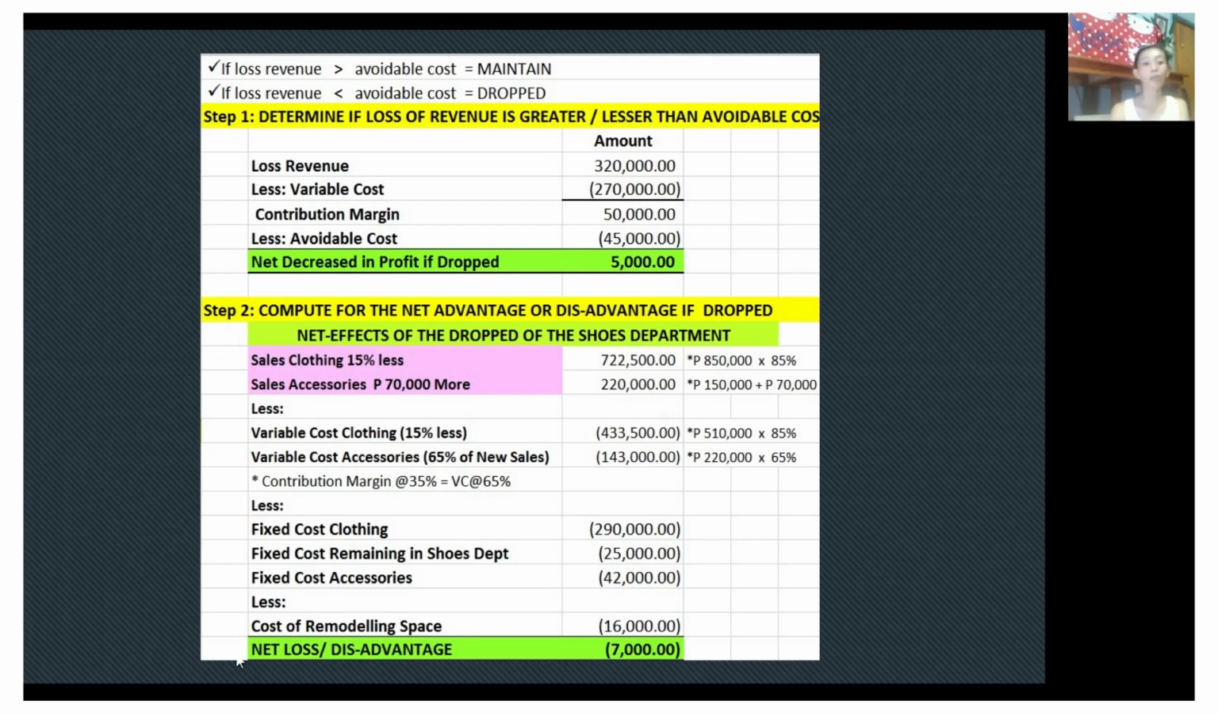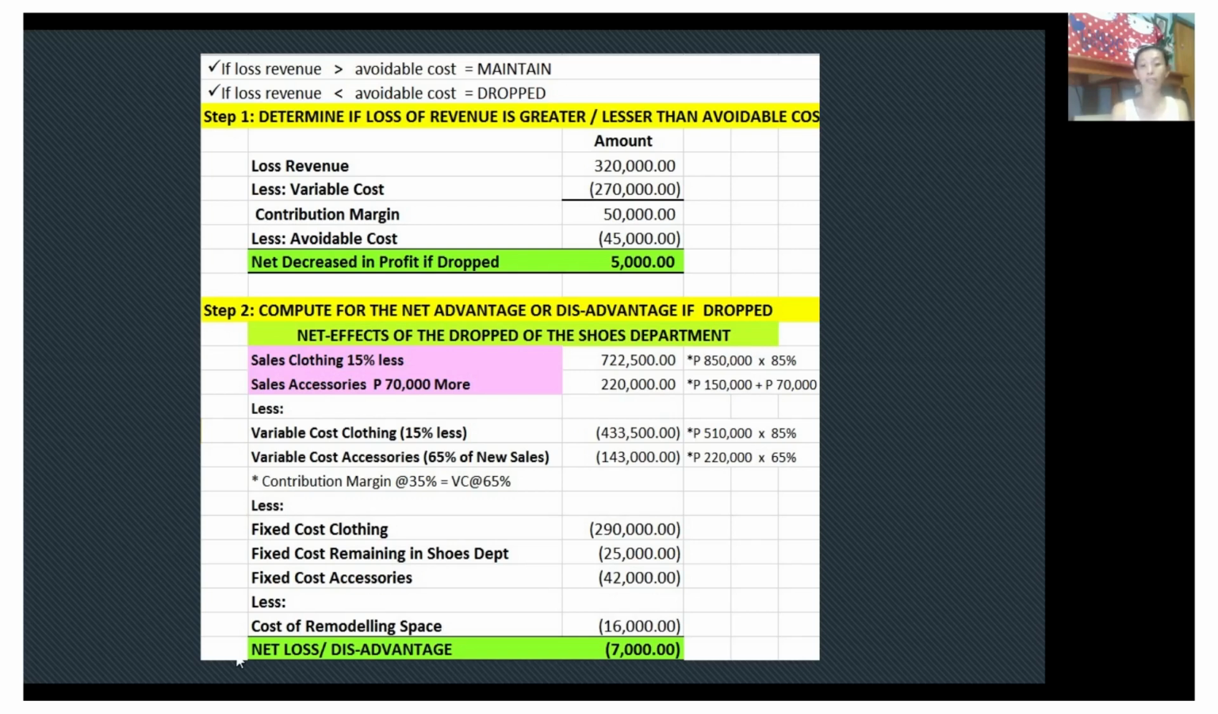So we know nga gibutan dito sa situation nga ang contribution margin is at 35%. So kung 35% contribution, that means to say ang variable cost is 65% to make it 100%. So therefore ang bago nga sales is 220,000 pesos times 65% will give us 143,000 pesos nga variable cost sa accessories.